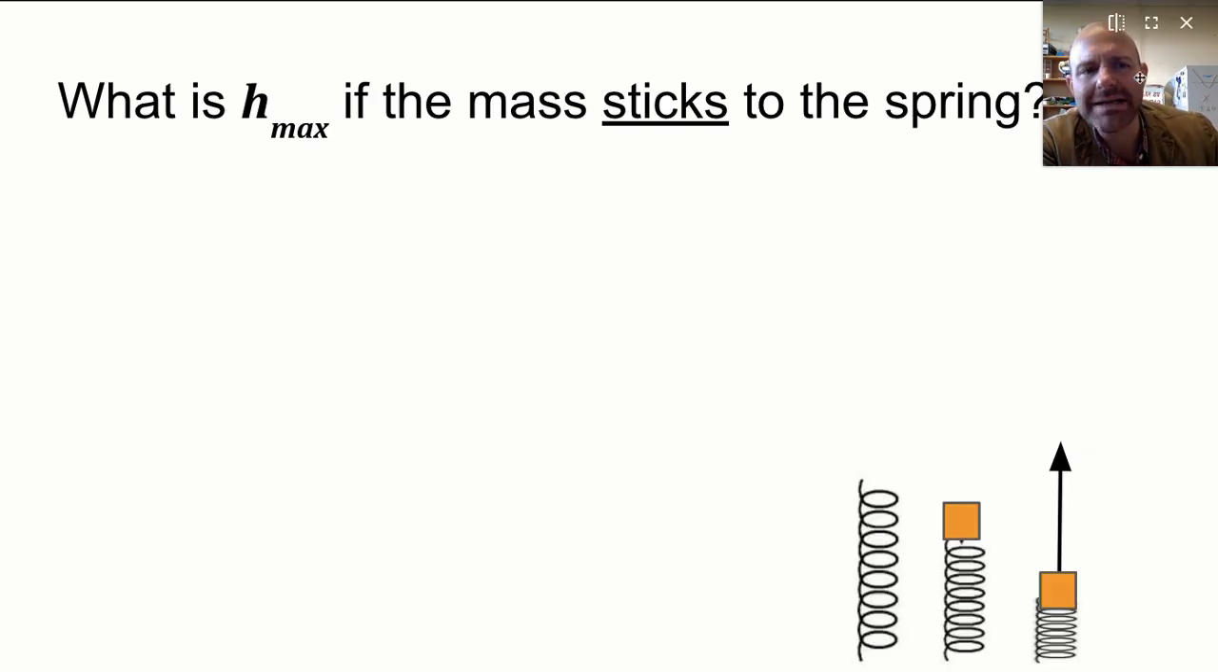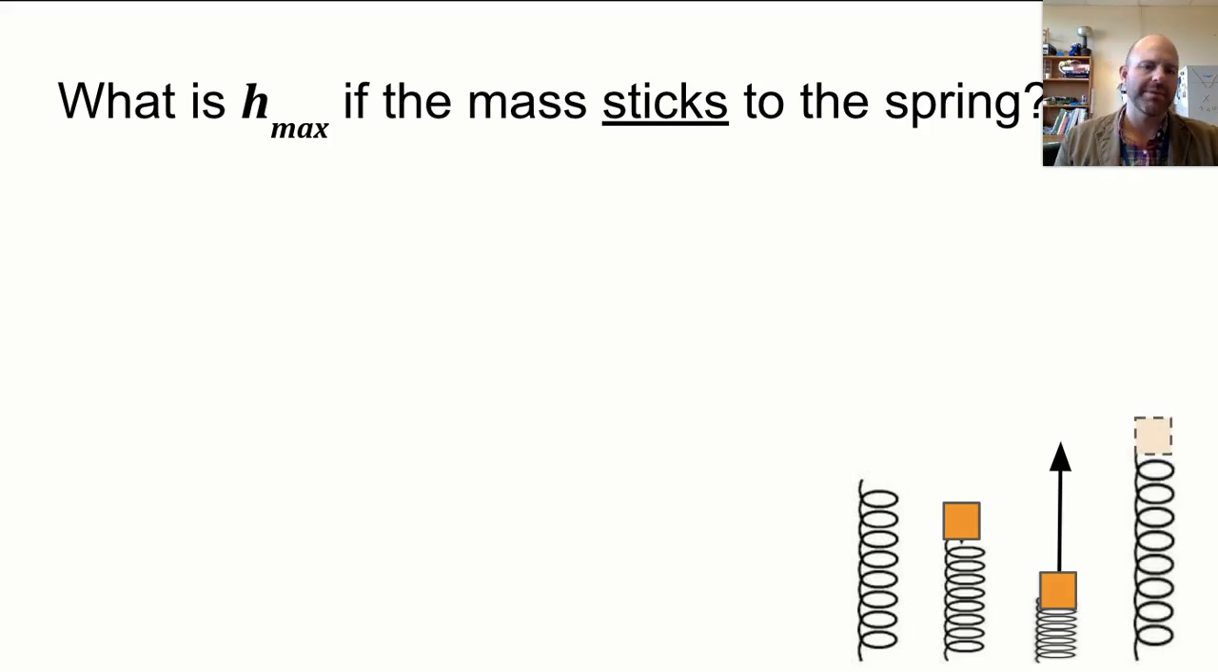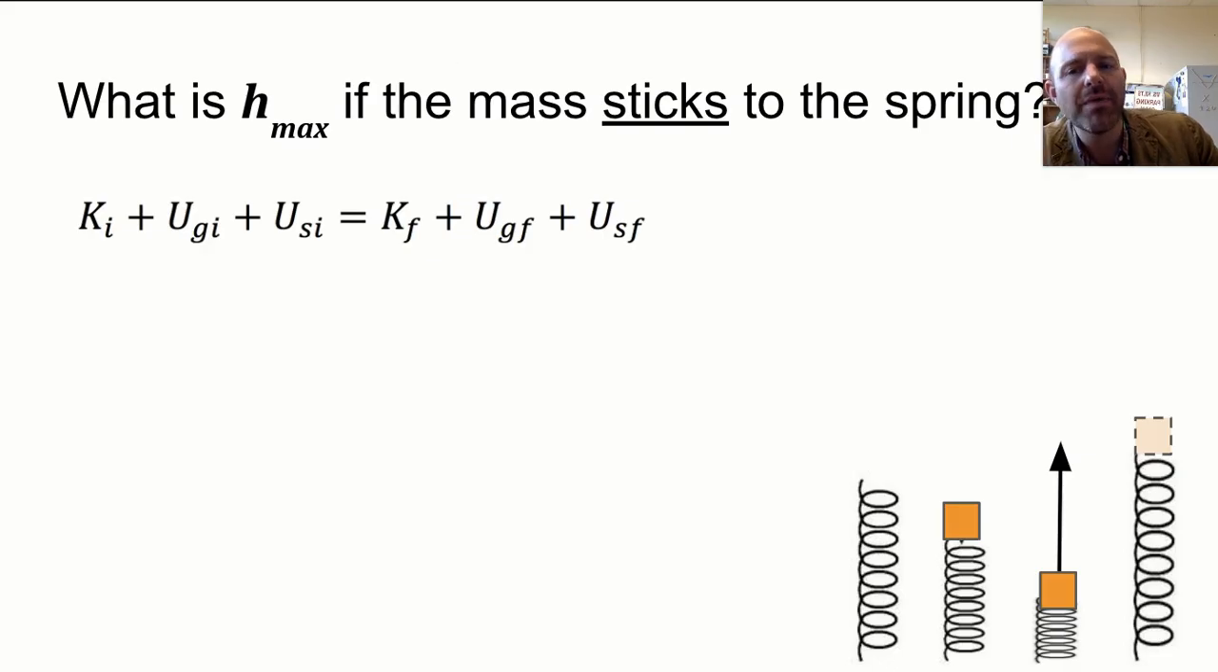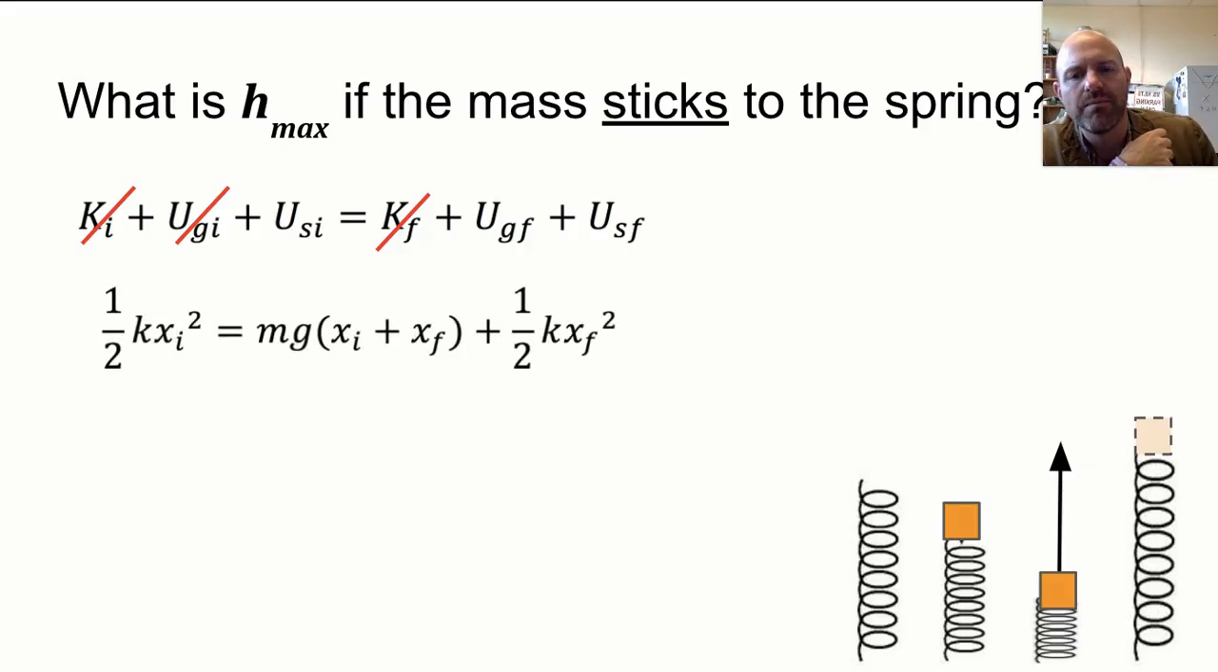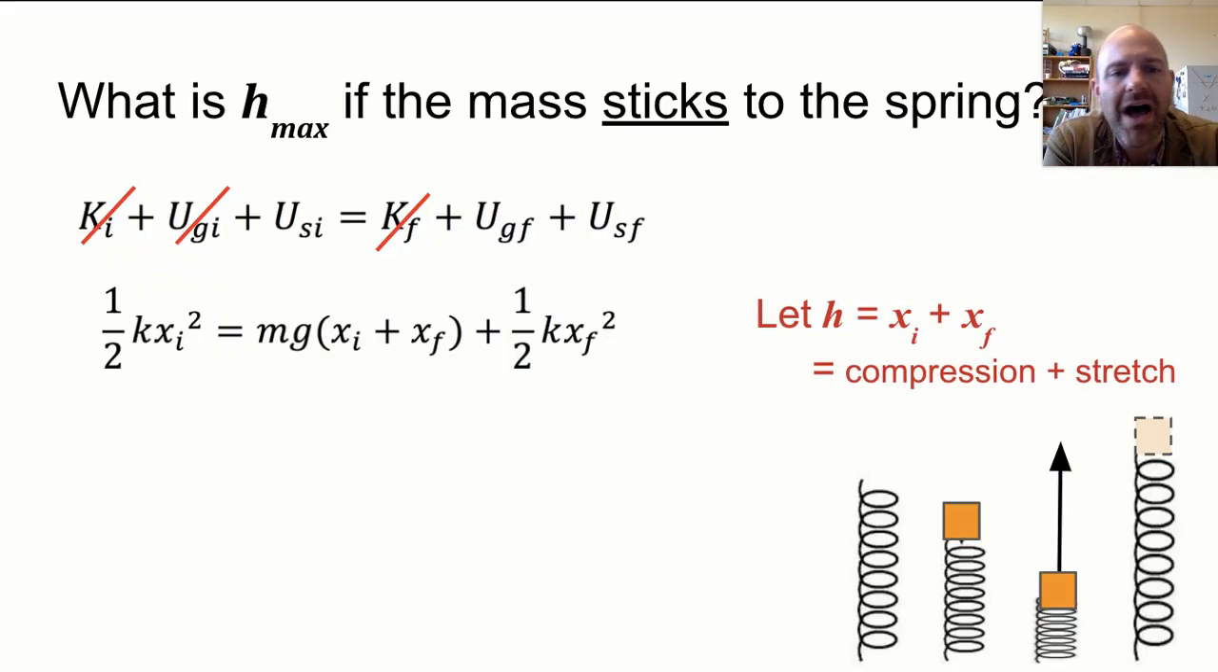All right. What if the mass actually sticks to the spring? So what if we attach it? Well, then we get a slightly different scenario, because instead of just being launched upward, the spring then stretches out. And of course, as the spring stretches out, we store energy again, right? So now the conservation of energy equation changes to have both gravitational and spring potential at the end. So we have a slightly larger, more complicated equation. And the height we go up is the initial compression plus the final stretch length added together, right?